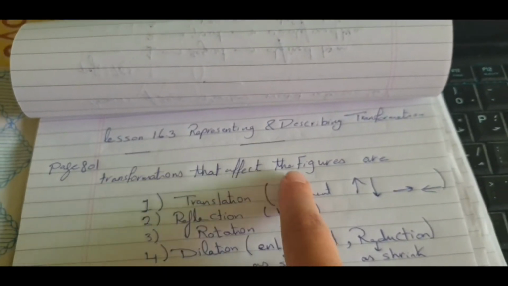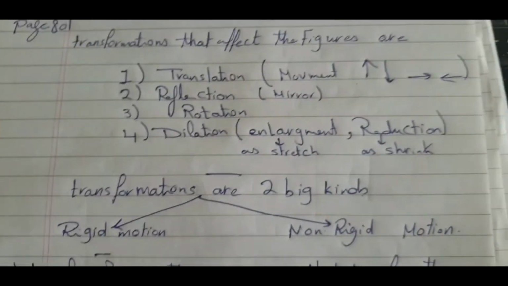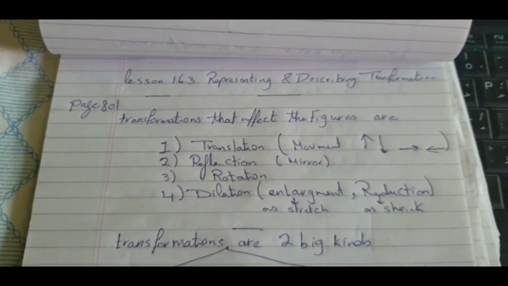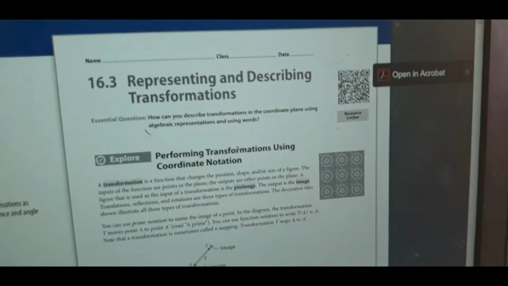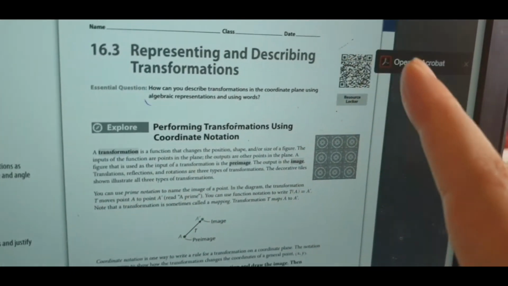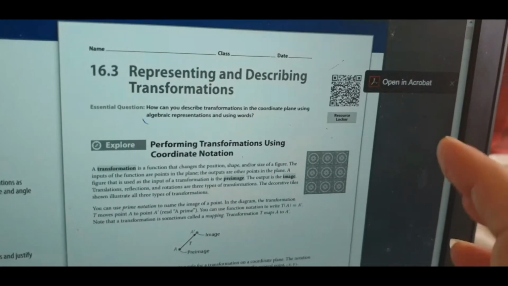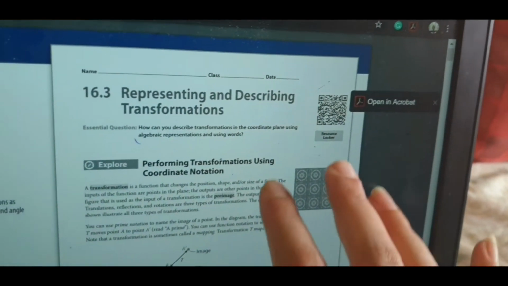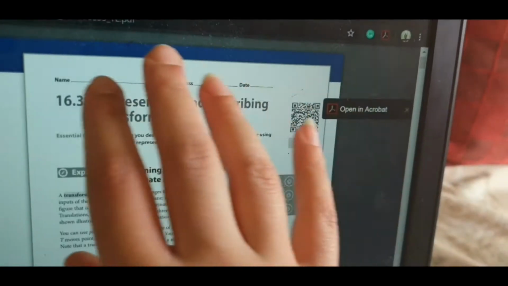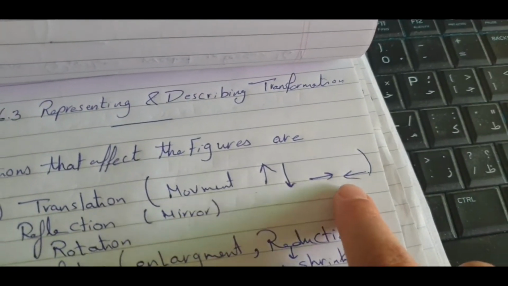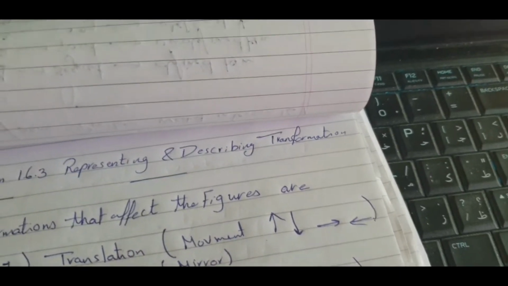The transformations that affect your figures are: the first transformation we have is translation. Translation is the easiest and most basic transformation that we have on any figure. Translation means when you translate or move your object around. This translation can be up, when I get the figure and move it up. It can be down, it can be right, it can be left. So the movement can be up, down, right, or left. This is the meaning of translation.